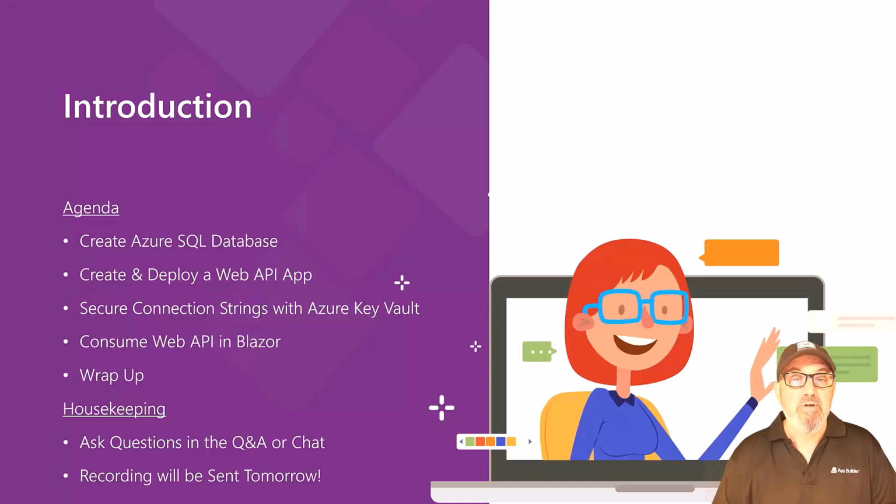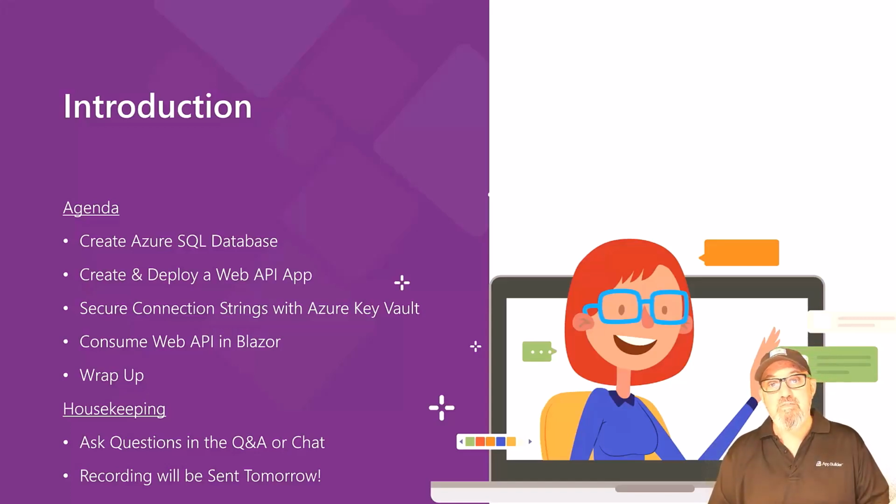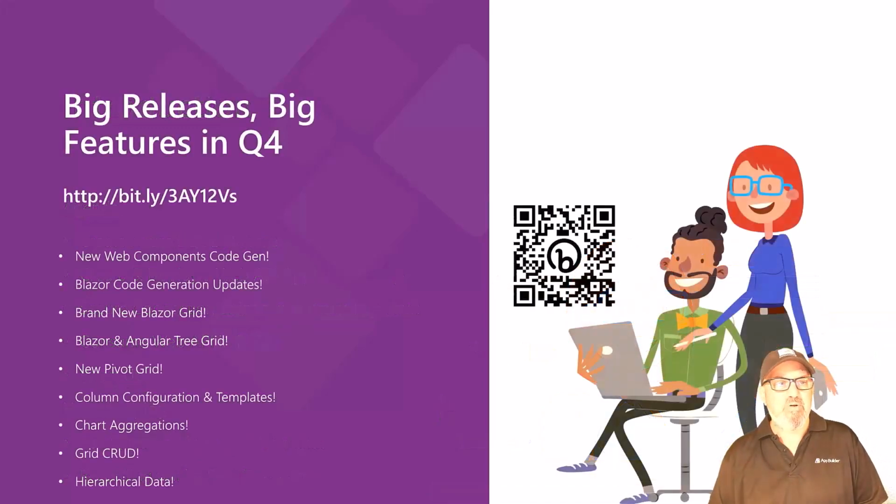Then we're going to deploy it to the cloud, and then we're going to use Azure Key Vault to encrypt the connection string. So there's no connection string in your application code, and it's all in the cloud in a secure environment. And then, of course, we're going to consume that data right inside of App Builder.